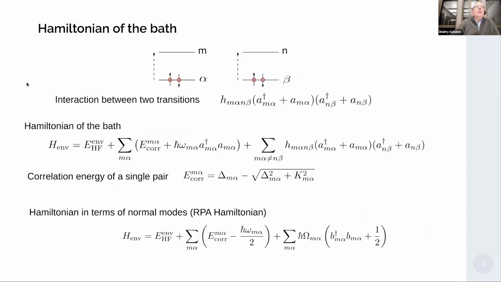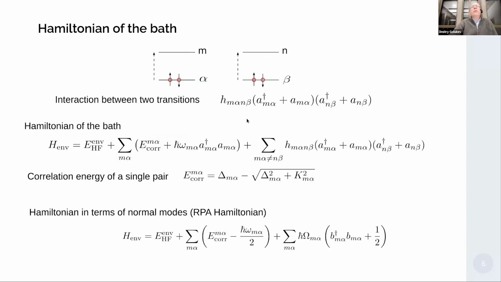Now, what about the bus? The bus, as I said, is transitions between these orbitals. The frequency of every oscillator is just the energy difference between excited orbital M and occupied orbital alpha. So the length of this arrow is the frequency of the oscillator. But oscillators, unfortunately, interact with each other.